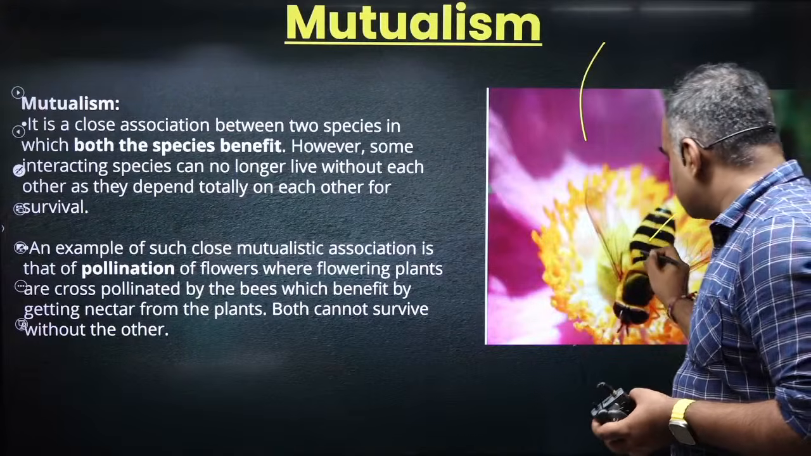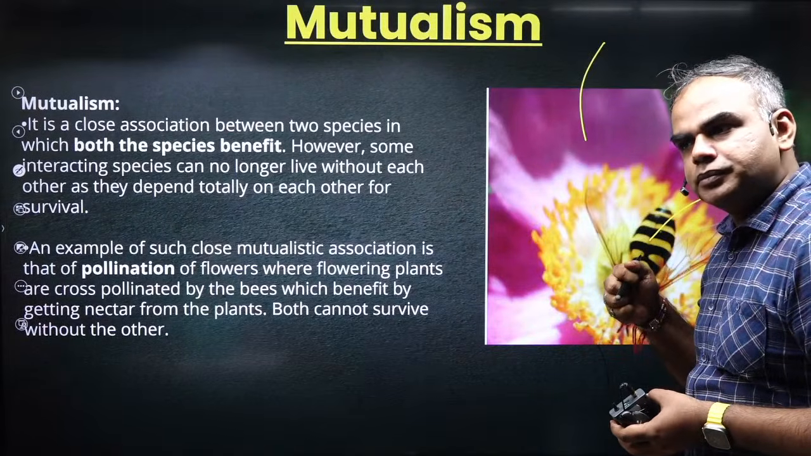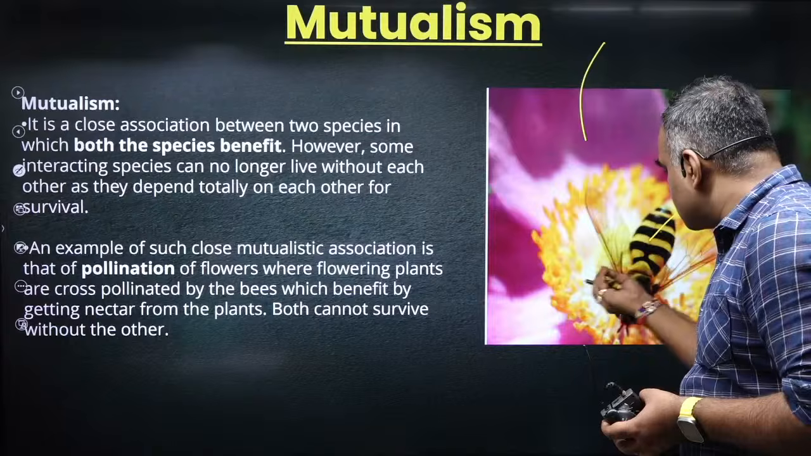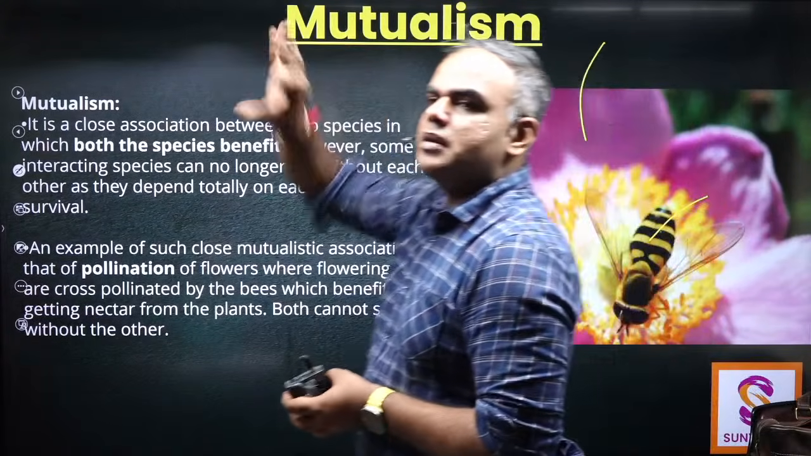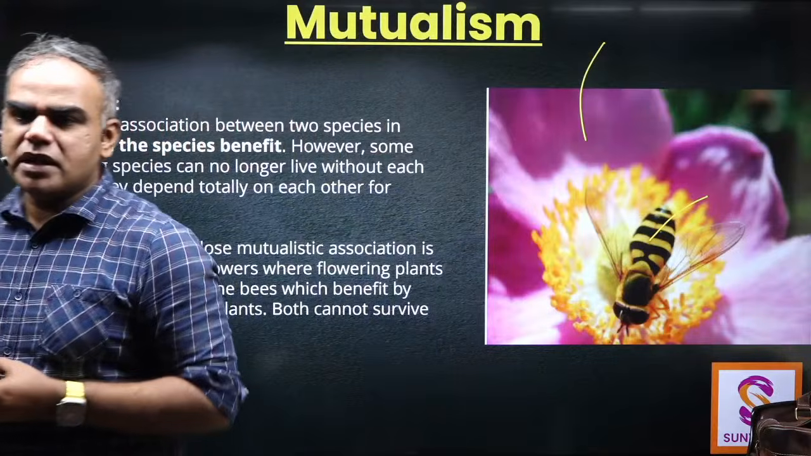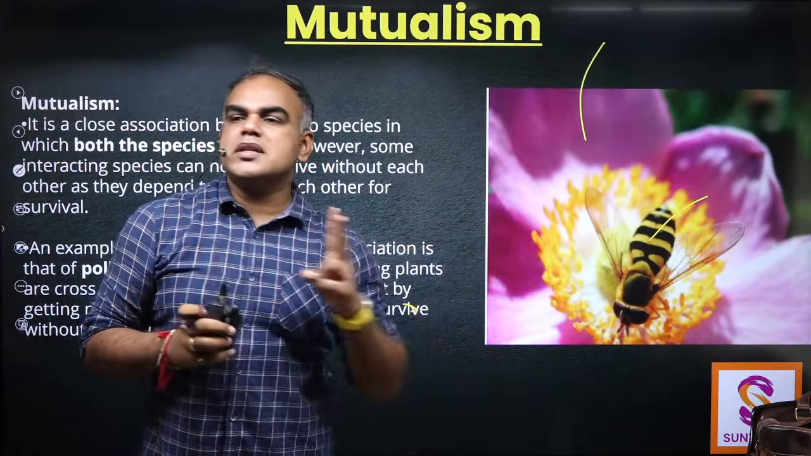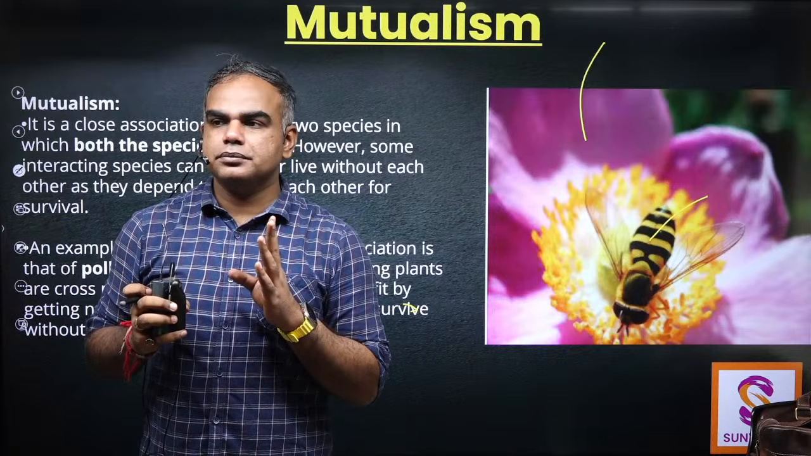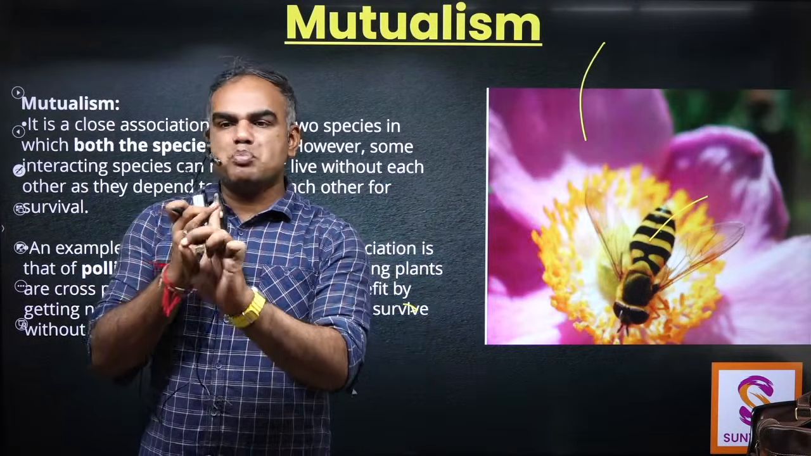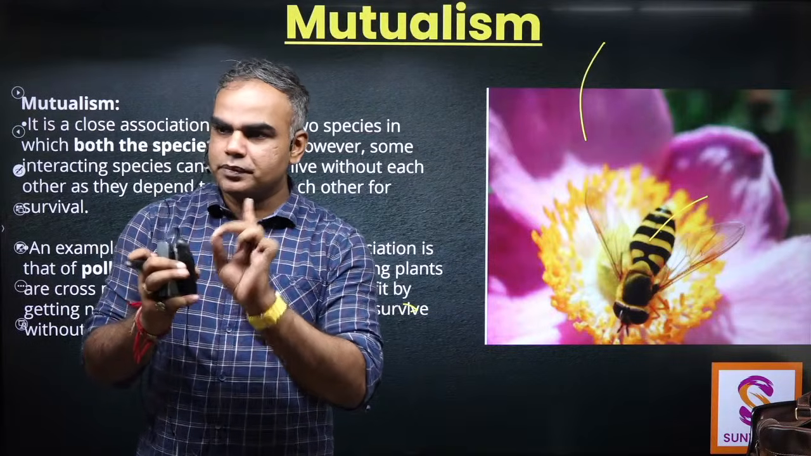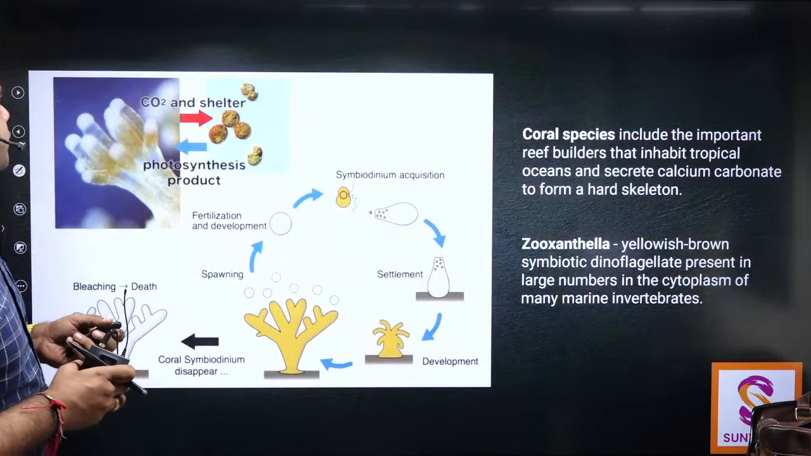Let's say the bee will have the nectar, and the pollen of the flower they will take and then deposit and propagate somewhere else. Are both the species getting benefited here? Yes or no? This is one example, a very simple example of pollination. Yes. एक example ये है.